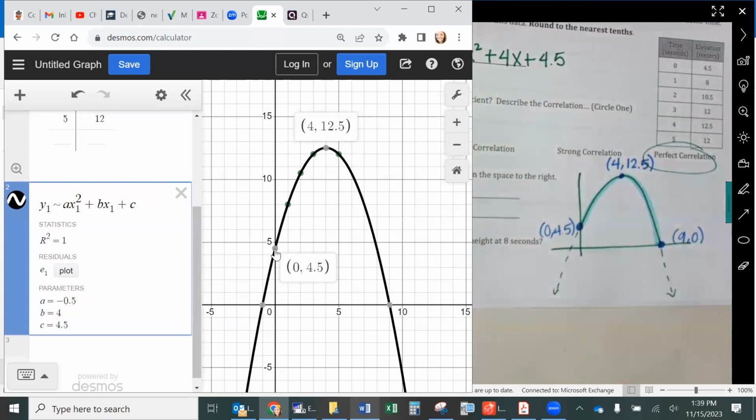So here's what happens to the baseball. It starts at 4.5 feet. It goes all the way up to 12.5 feet. And then it comes back down to the ground.